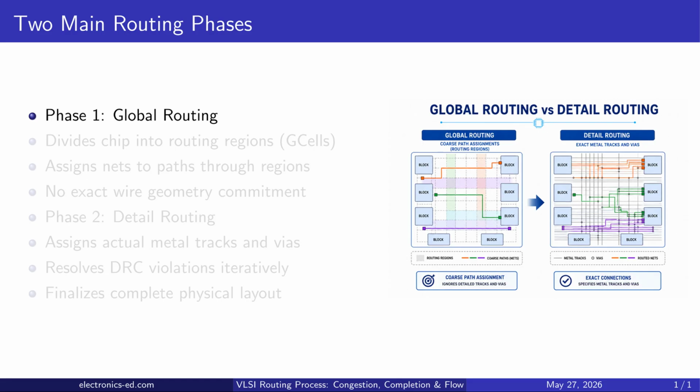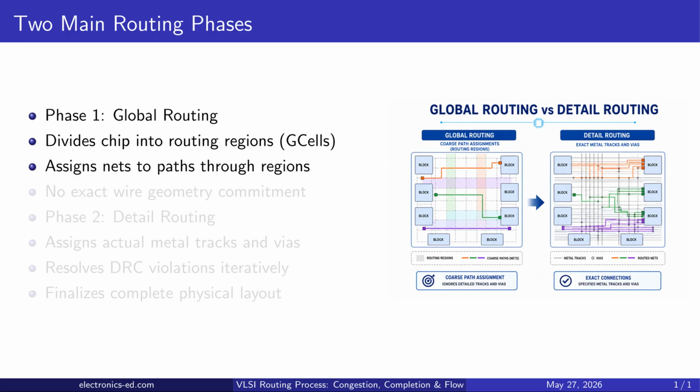Phase 1 is called global routing. It divides the chip into routing regions known as global cells or G cells. The router assigns nets to paths that pass through these regions. At this stage, there is no commitment to exact wire geometry.